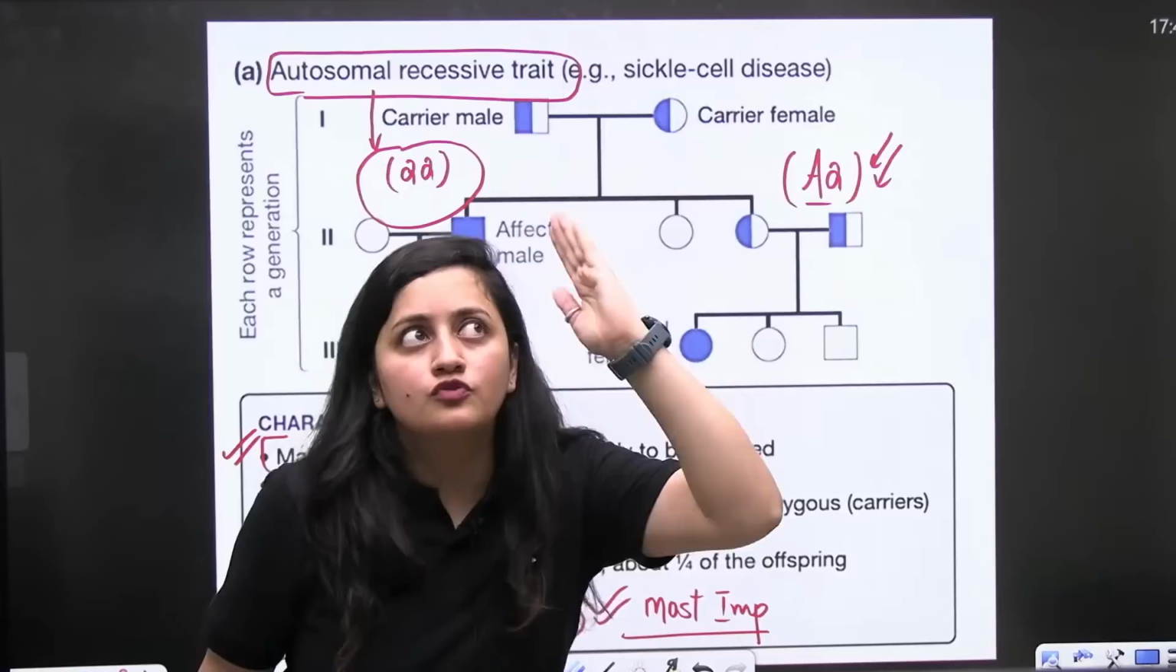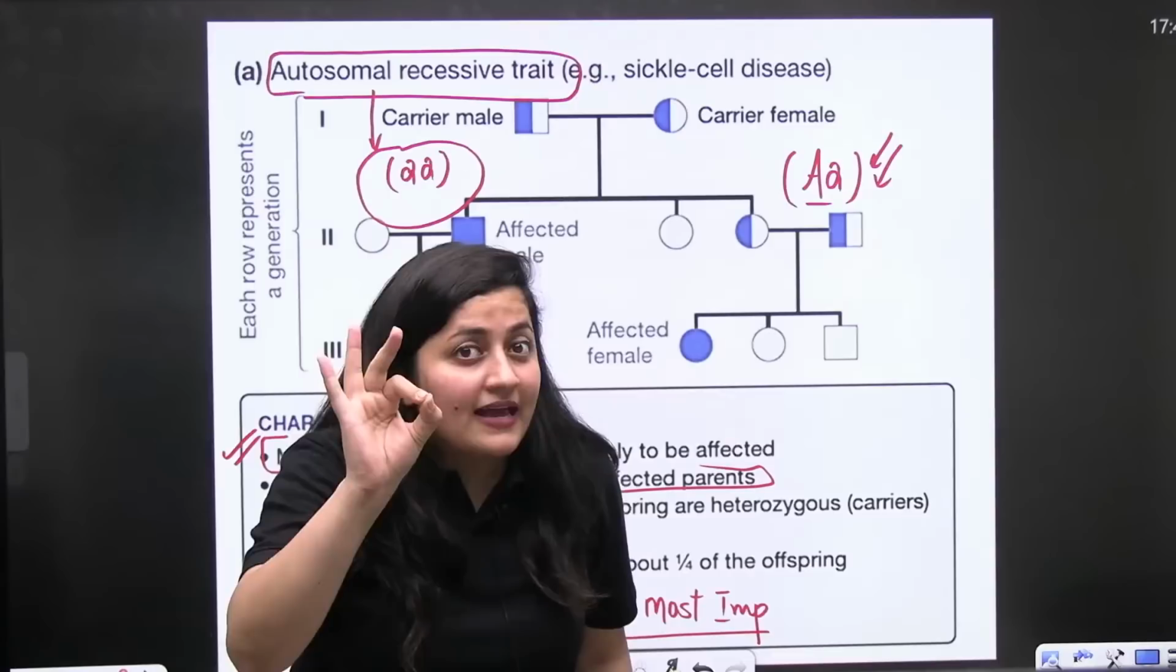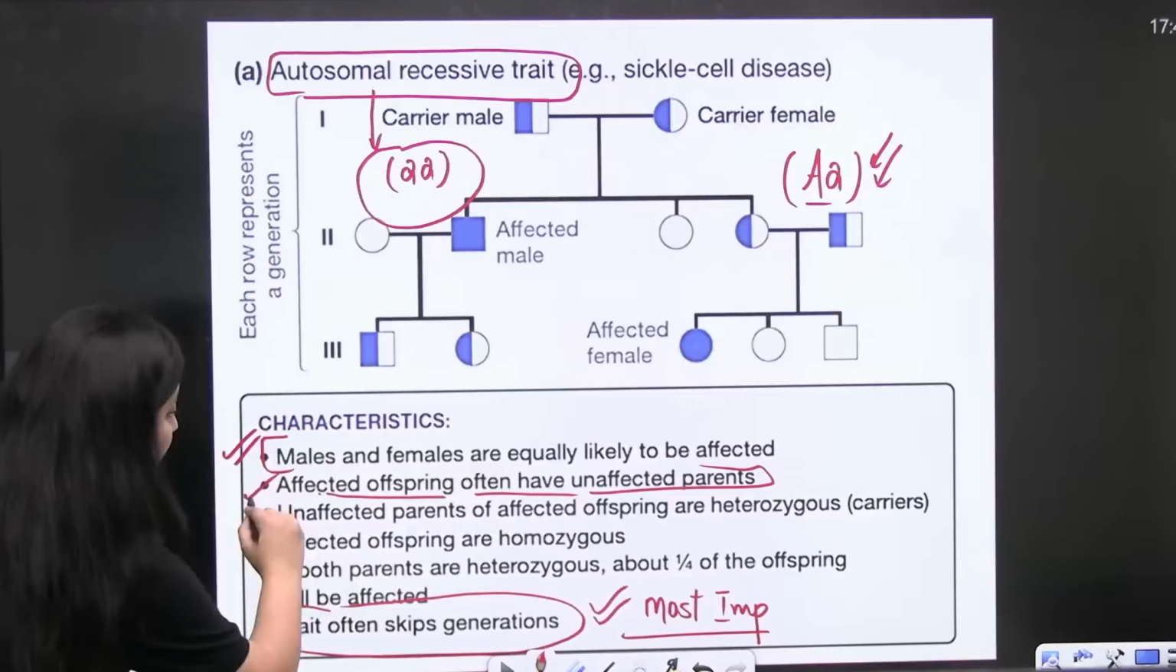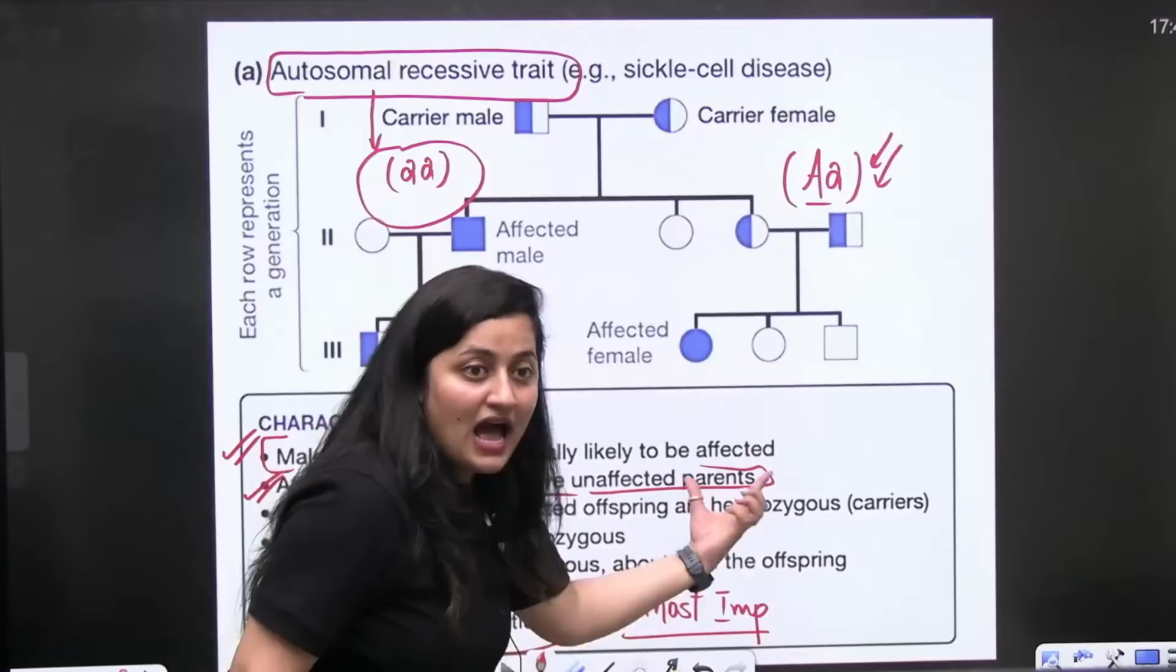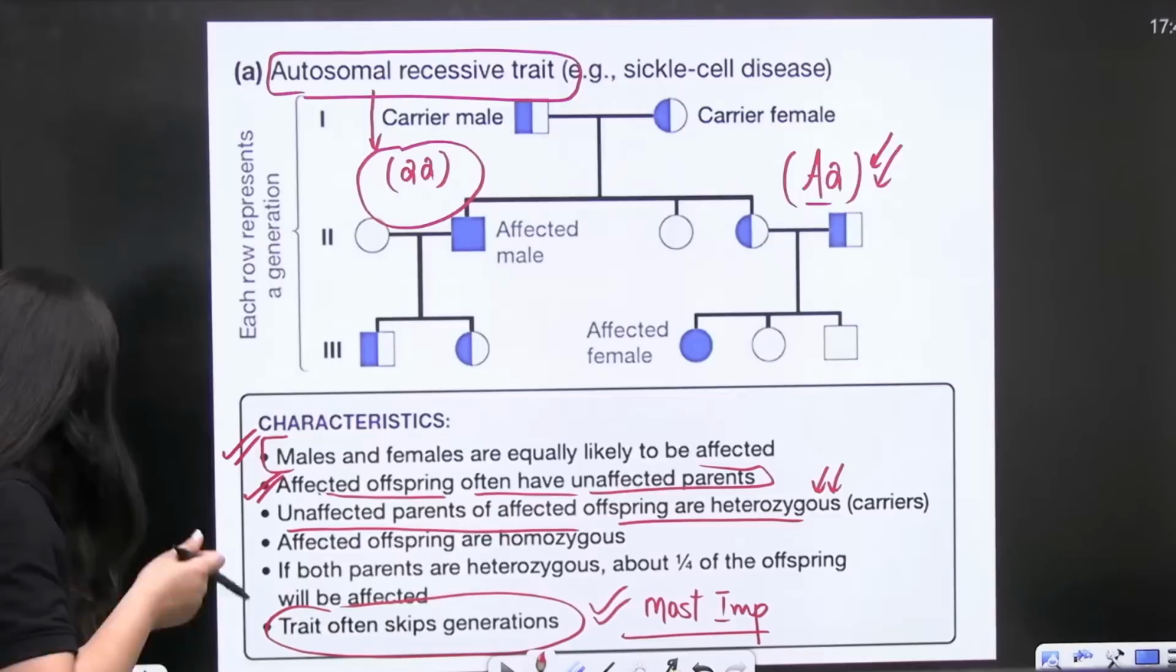So, in the case of autosomal dominant, if one individual is affected, definitely that individual will have affected parents. But in the case of a recessive trait, if one individual has that particular character, it is not mandatory that parents are also affected. So, this line is very important: affected offspring often have unaffected parents. And unaffected parents of affected offspring are also heterozygous. Is that clear? So, this is about autosomal dominant and recessive.